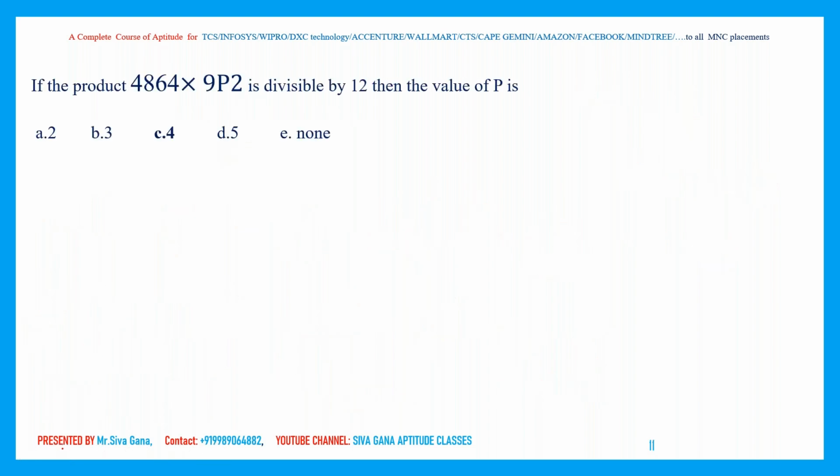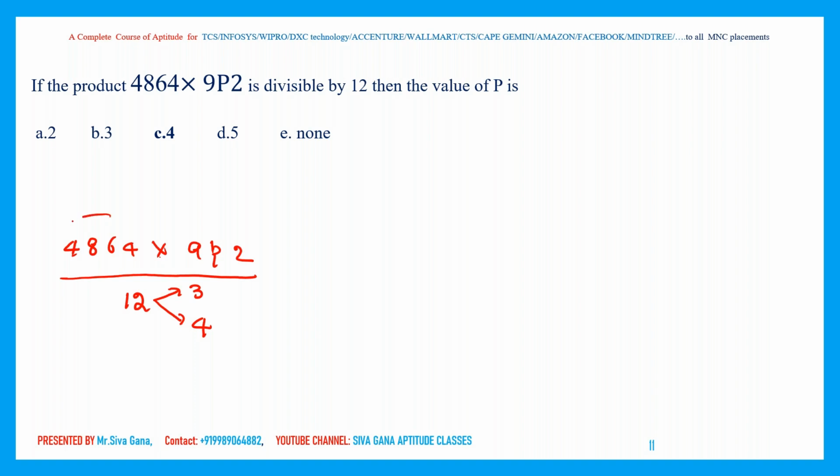Previously asked question: 4864 into 9p2 is divisible by 12. Then what is the value of p? Very frequently asked model for the placements, my dear aspirants, my dear viewers. Most frequently asked question in placements. So this product is divisible by 12. Since it is divisible by 12, it should be divisible by both 3 and 4.